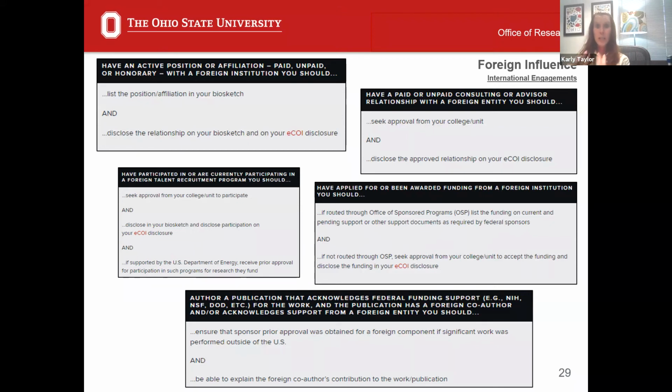Again, we look at publications and we are looking to see what kind of acknowledgement of funding there is, but we're finding that NIH is starting to do that, as well as NSF, because that's where they're finding a lot of issues tend to be. Next slide.